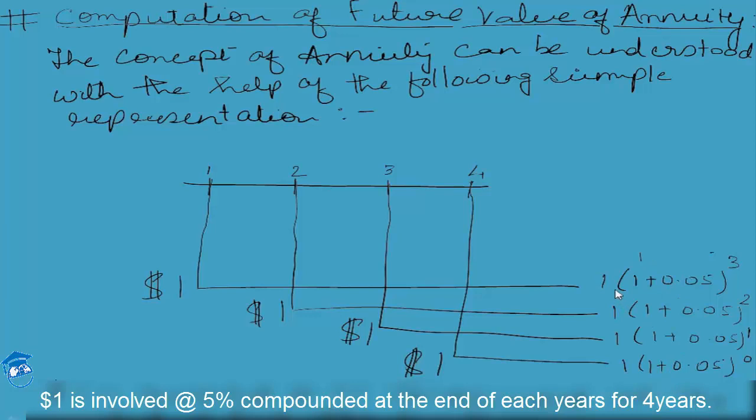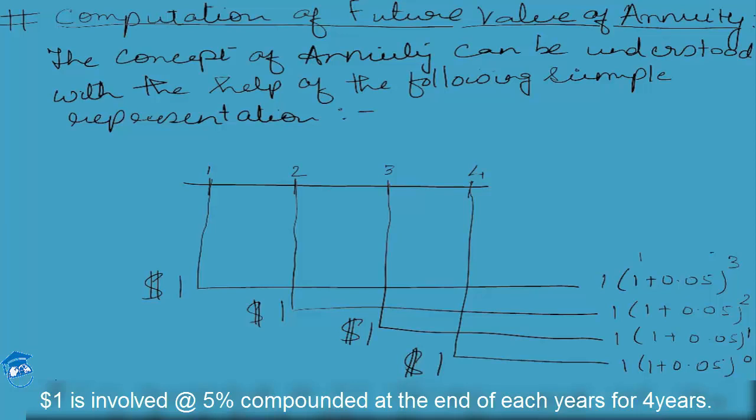That is, first, 1 within bracket 1 plus 0.05 to the power of 3, added to it 1 within bracket 1 plus 0.05 to the power of 2, 1 within bracket 1 plus 0.05 to the power of 1, and 1 within bracket 1 plus 0.05 to the power of 0. A sum total of all the 4 shall give us the future value of an annuity of $1, which has been invested for the next 4 years and which is expected to grow at the rate of 5% per annum compounded annually.